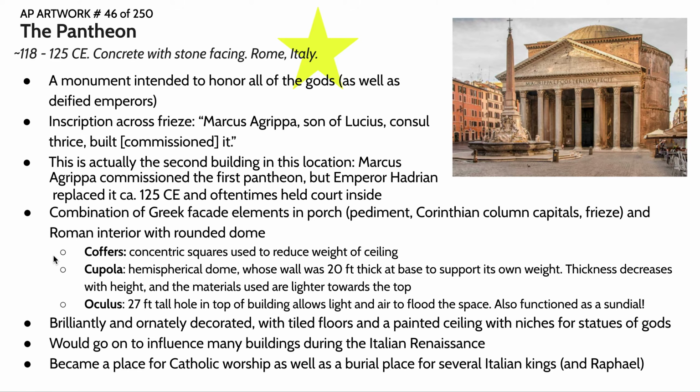When you break down the roots of the word Pantheon, pan means all, and then theos or theon means God. So basically the building's literal name is all gods. There's also an inscription across the frieze at the entrance of the building that translates to Marcus Agrippa, son of Lucius, consul thrice, built, which is intended to represent commissioned it.